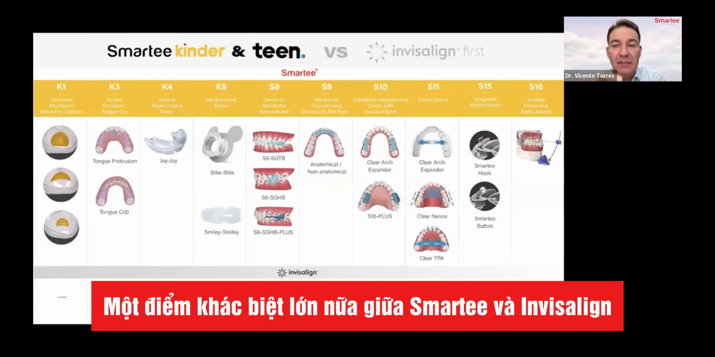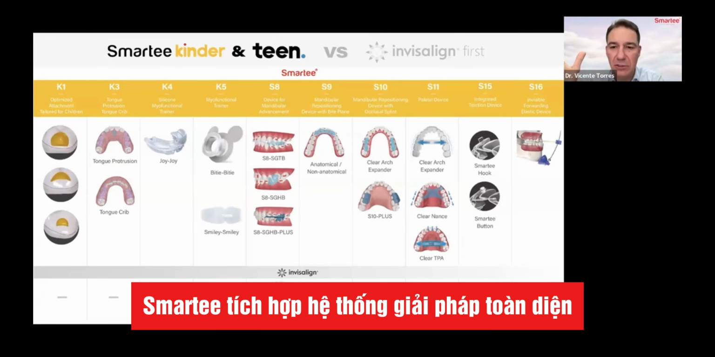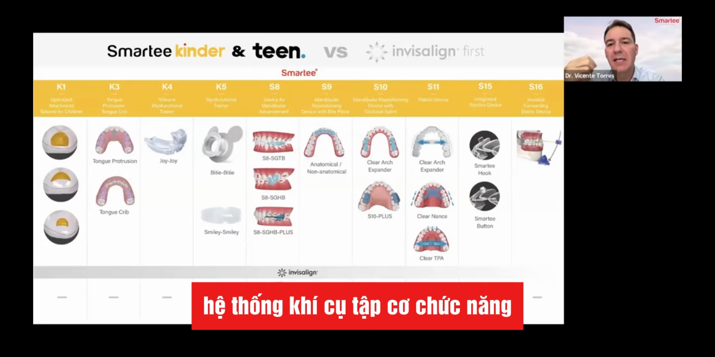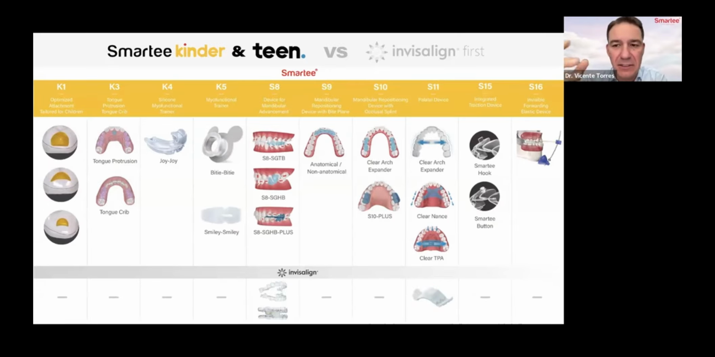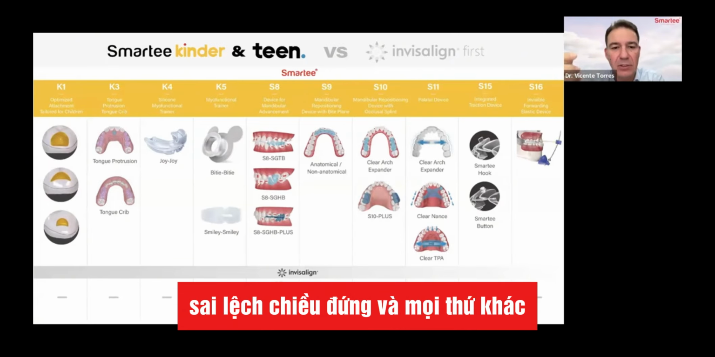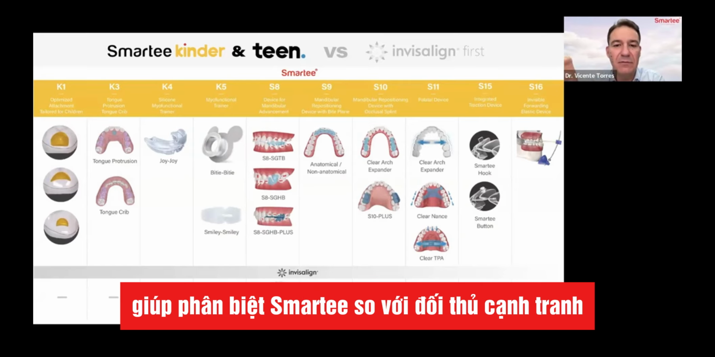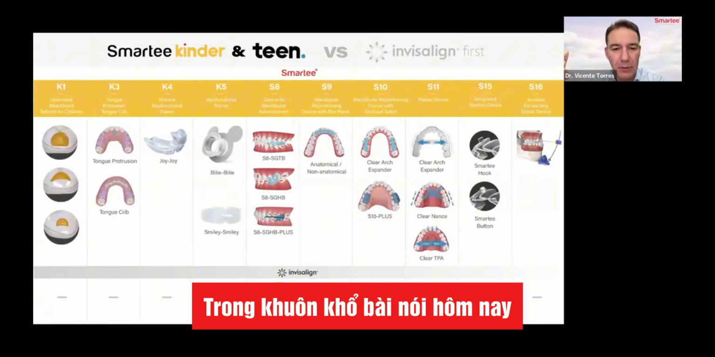The other big difference between Smartee and Invisalign is the range of solutions. With Smartee you have a lot of different solutions for the transversal plane, for habits, for myofunctional trainers, for transversal discrepancy, sagittal discrepancy, vertical discrepancy, and so on, everything. So this is another important aspect that differentiates Smartee from the competition: the wide variety of tools and solutions that we have available.